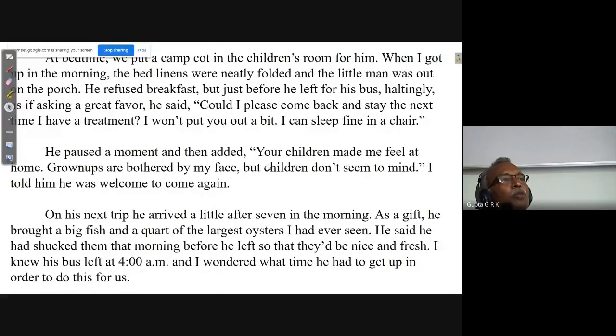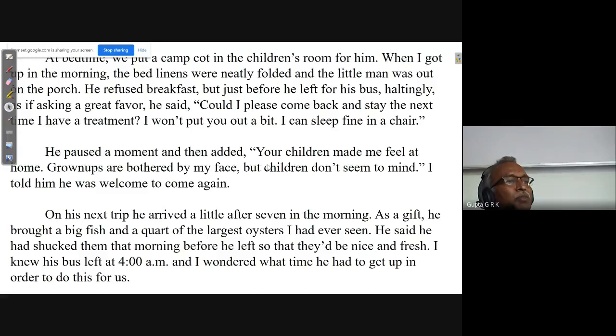At bedtime, we put a camp cot in the children's room for him. When I got up in the morning, the bed linens were neatly folded, and the little man was out on the porch. He refused breakfast, but just before he left for his bus, haltingly, as if asking a great favor, he said, "Could I please come back and stay the next time, when I have the treatment? I won't put you out a bit. I can sleep fine in a chair." He paused for a moment and then added, "Your children made me feel at home. Grown-ups are bothered by my face, but children don't seem to mind."